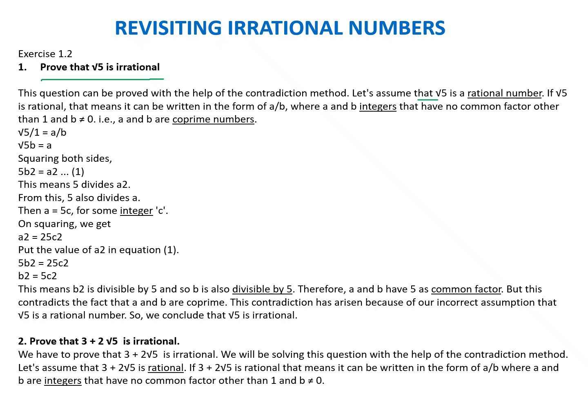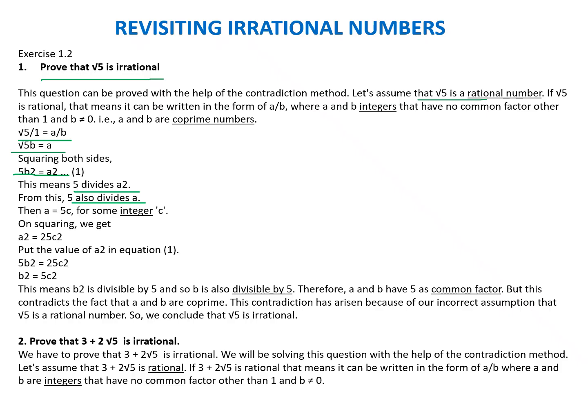So let's assume that root 5 is a rational number, and it can be represented in the form of a and b, which is p by q again. We'll solve it: root 5 times b is equal to a, and then squaring both sides, we have 5b square is equal to a square. This means that 5 divides a square. If 5 divides a square, then it also divides a. This is the theorem that if a number divides the square of a number, then it also divides the number itself.